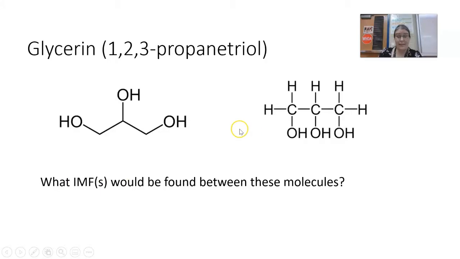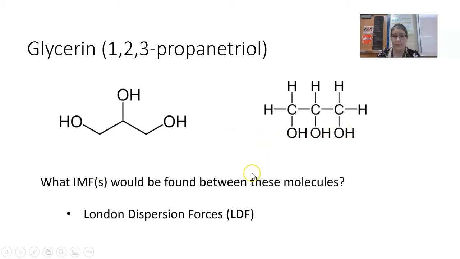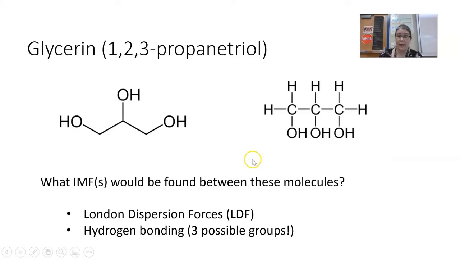And if you got basically the same list as between 1,2 propane diol, you are correct. Of course, there would be a London dispersion force since this has an electron cloud that can be polarized. But now I have the option of hydrogen bonding 3 times across this molecule.